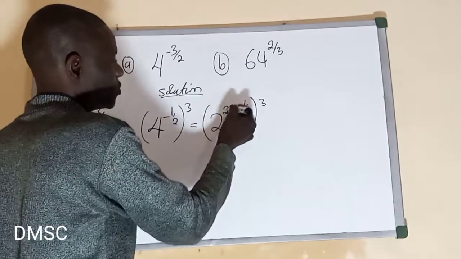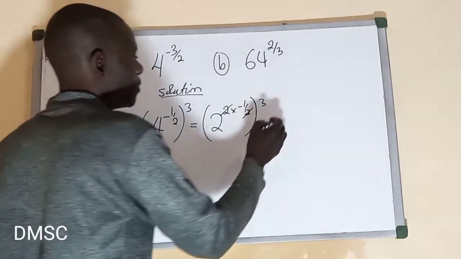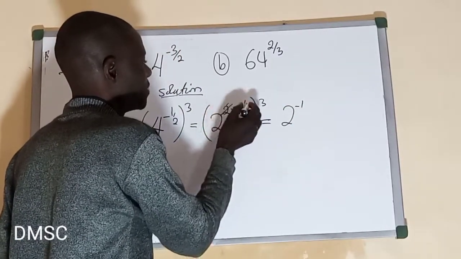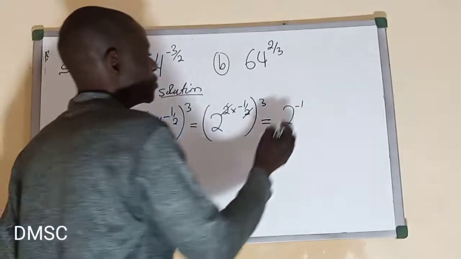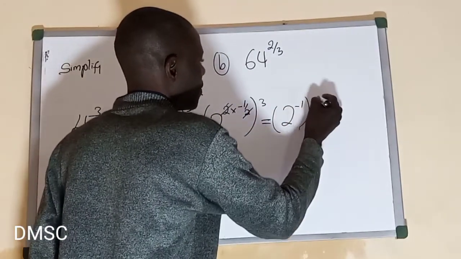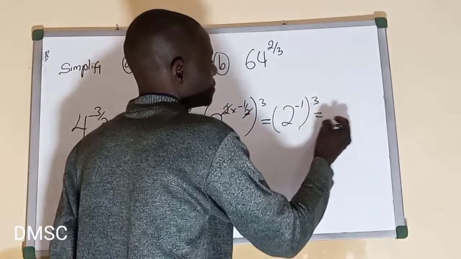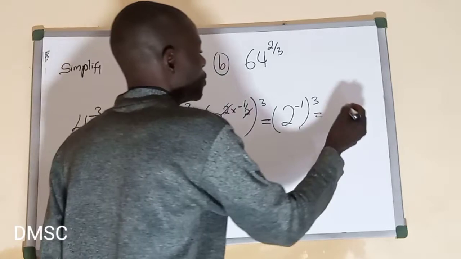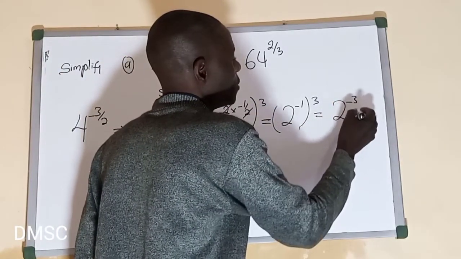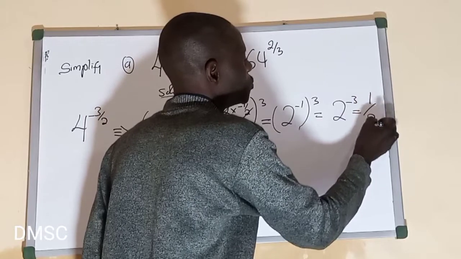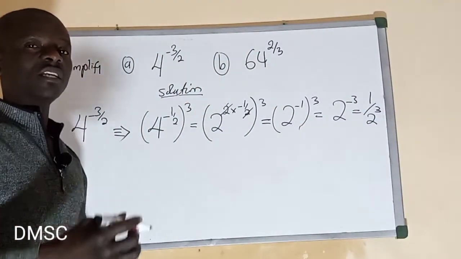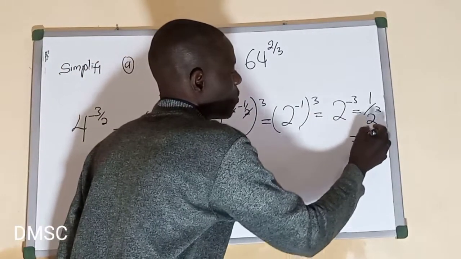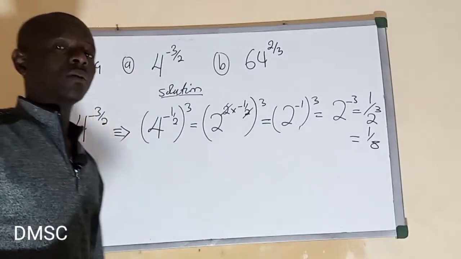So from here you can see that these 2 cancel these 2. So we now have 2 raised to the power of minus 1, because 1 times 1 is 1, divided by 1 is also 1. So 2 power of minus 1, then power 3. This is the same as we now multiply this minus 1 with 3 outside the bracket. So we now have 2 raised to the power of minus 3, which is equal to 1 over 2 power 3. 2 power 3 is the same as 8, because 2 power 3 is 2 times 2 times 2. This is the same as 1 all over 8. 1 over 8 will be our answer.